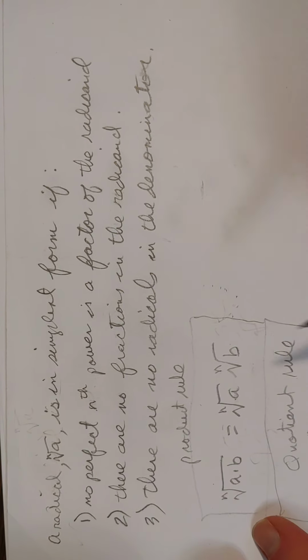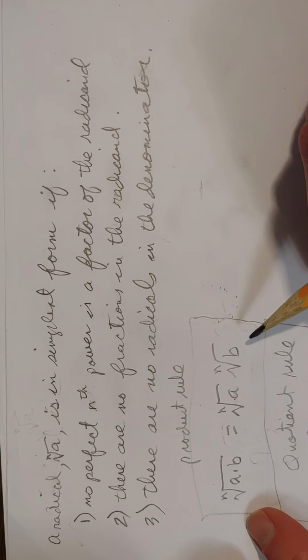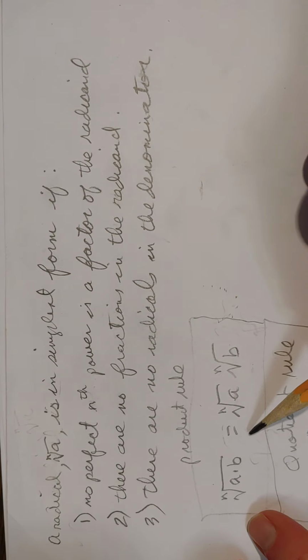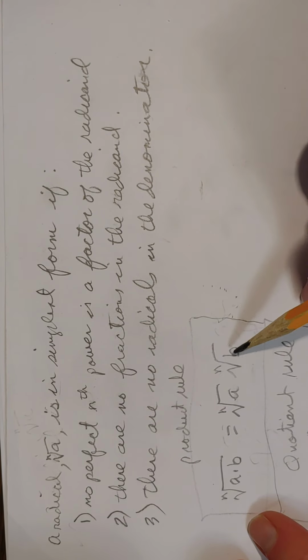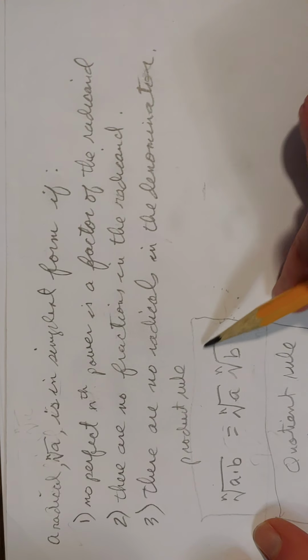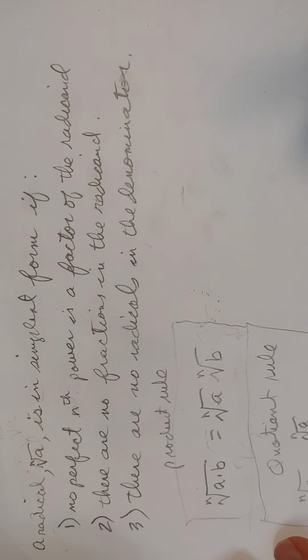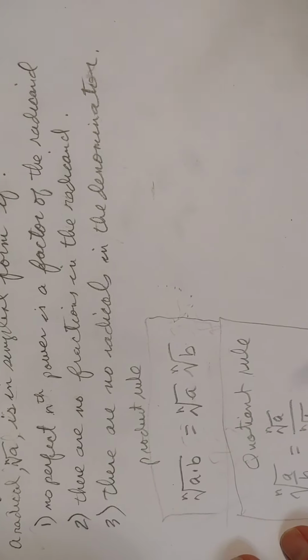The product rule: the nth root of a product is the product of the nth roots, so the nth root of a times b equals the nth root of a times the nth root of b, as long as everything's defined. You don't have something like a square root of a negative number.